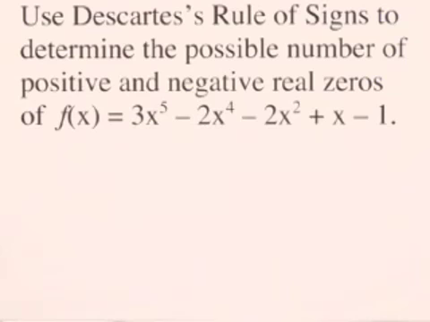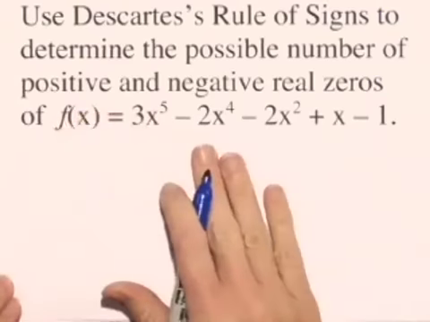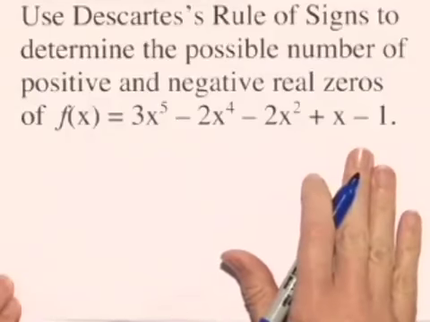For this example, we'll use Descartes' rule of signs to determine the possible number of positive and negative real roots. So, we have our function given here. F of x is 3x to the fifth minus 2x to the fourth minus 2x squared plus x minus 1.